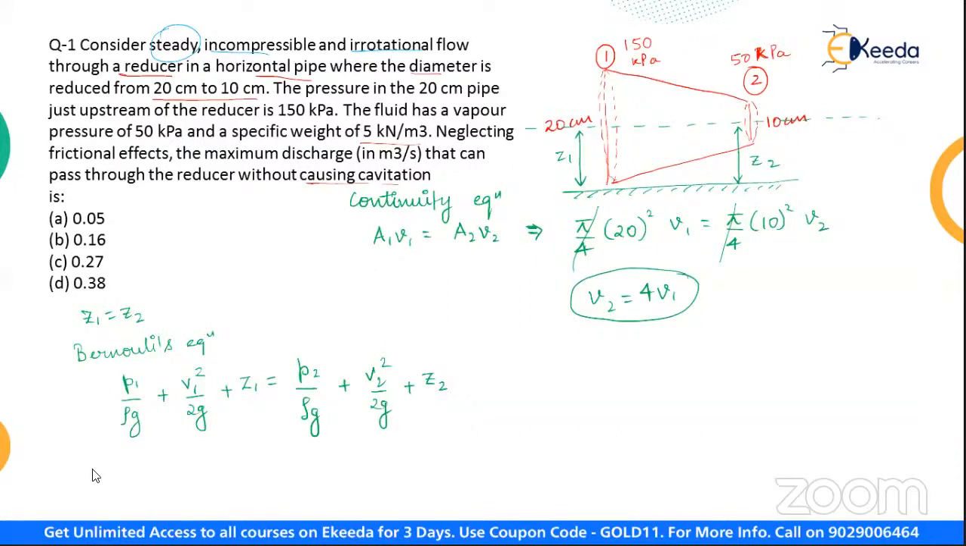The summation of all the energies is constant. Now this Z1 and Z2, because these two are equal, therefore they can be cancelled out. Pressure which is at these two sections, converting this value into Pascal, that will be 115 into 10 raised to the power 3. Now this 5 kilonewton per cubic meter, that is the unit weight. So that is 5 kilonewton per cubic meter, and it can be written as rho into g.